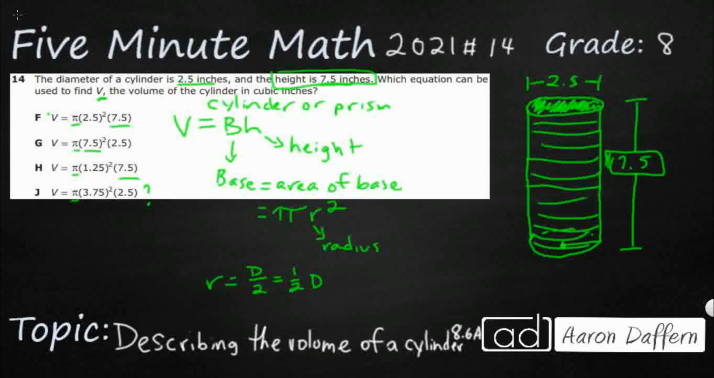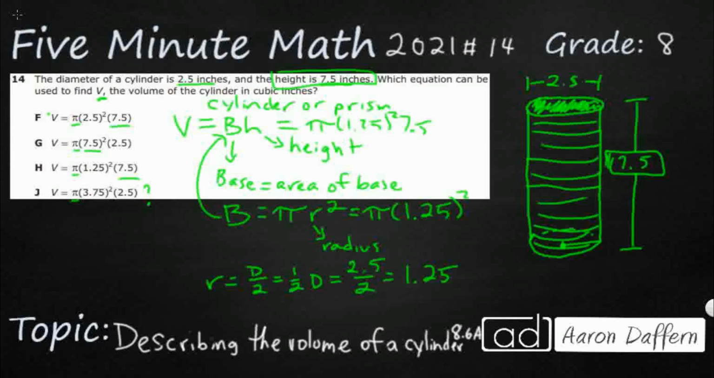So that means we are going to take our diameter of 2.5. We're going to cut it in half. So it's going to be about 1.25. So we take our 1.25 and we plug it back into here. So that's going to be pi times 1.25 squared. Now all of this was my base. So now we've got to take this and put it back up in there. So pi times 1.25 squared times my height of 7.5. And my answer here is going to be h.